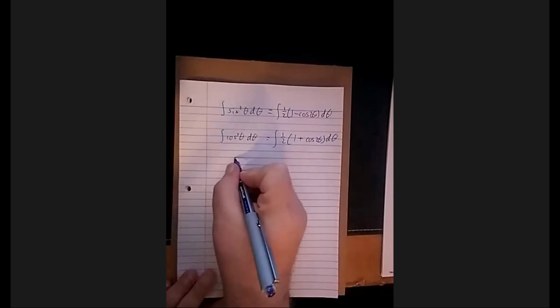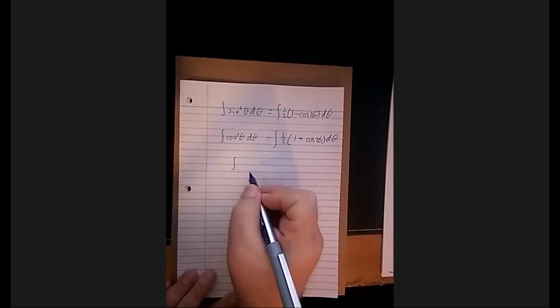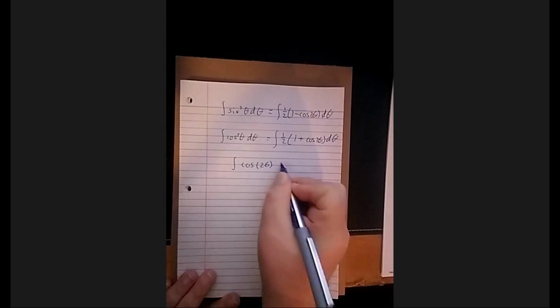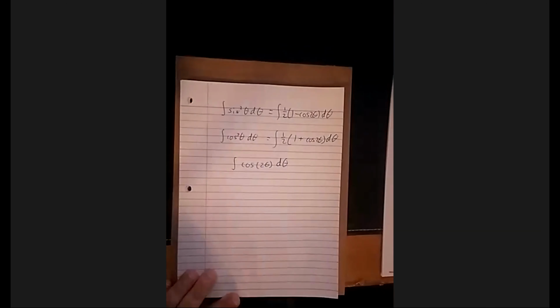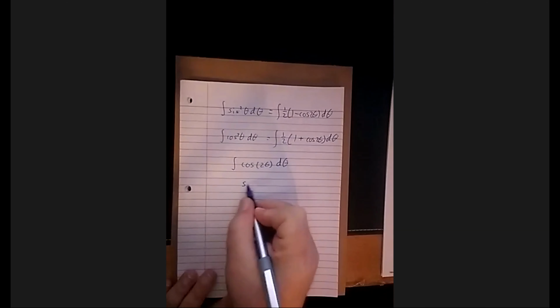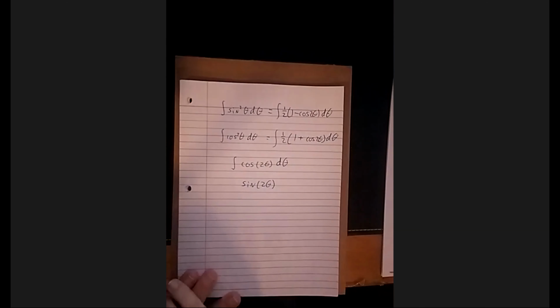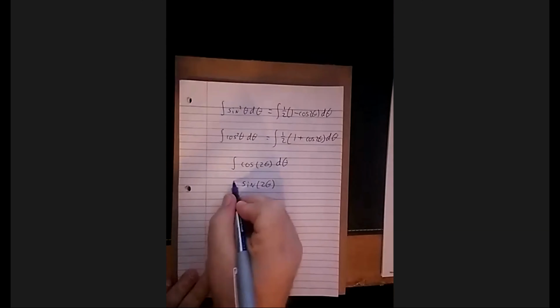And to finish this, and then we'll look at some homework questions. If you had to integrate that, the antiderivative of cosine 2 theta is sine of 2 theta, divided by 2. Times 2 would be differentiation.